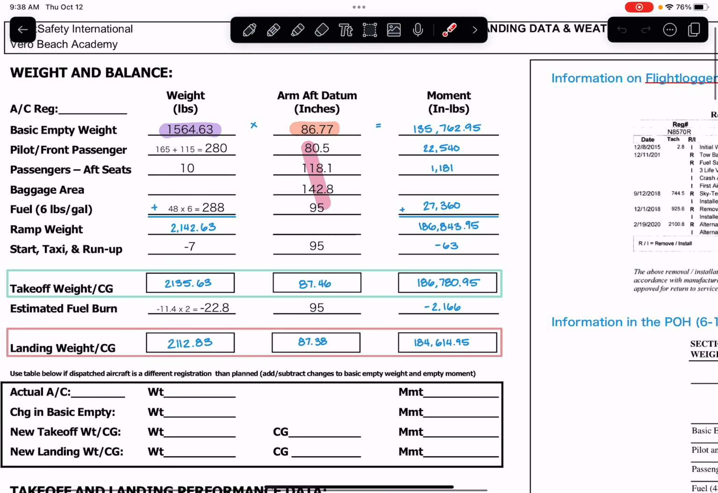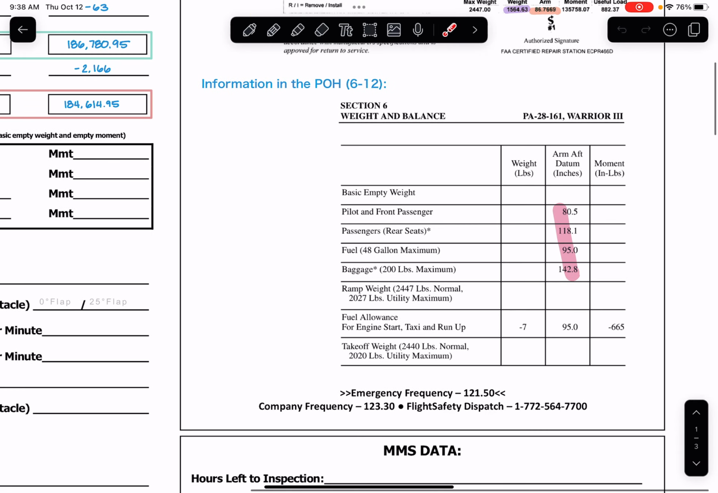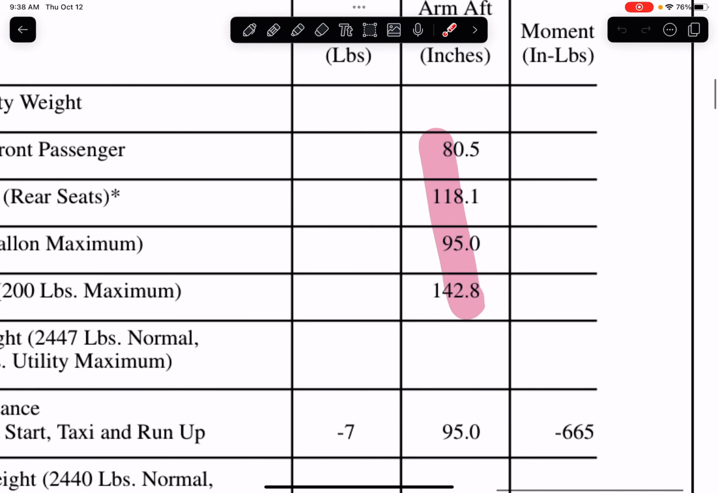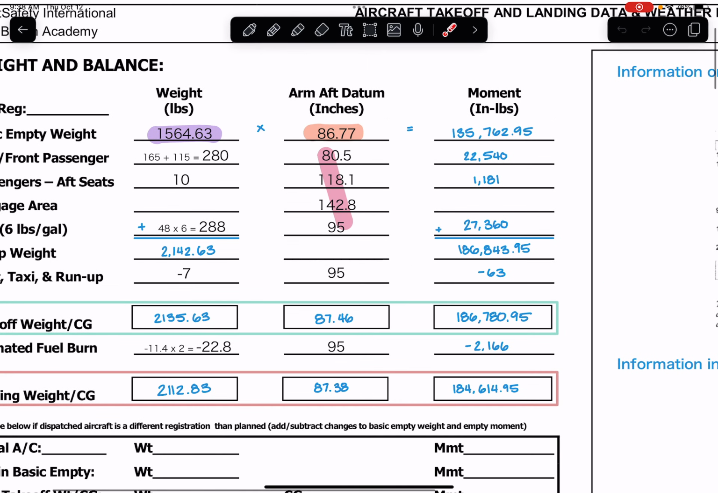So we put all of our weight information, and then we put all of our arm information. Now where do we find this arm information? We go to the POH 6-12, and here is all of the arms that we need to know, and we just input those as well. Now that we have all of our weight and all of our arm information, we're going to multiply across all of the categories, and then we're going to get the moments for all of those.